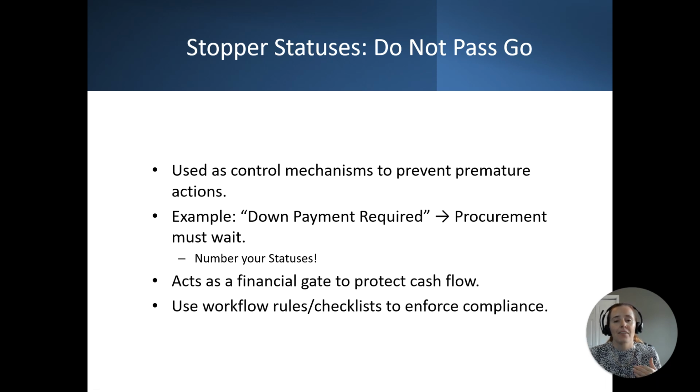So let's say down payment received is status number 5. Now procurement knows that they never need to look at anything that's 4 or lower, which is great. You can filter that way. You can look at only things that are higher than a status number 5. These stopper statuses, these do-not-pass-go statuses, can help you align across your business if there are certain things that need to happen before the project can move to the next phase.